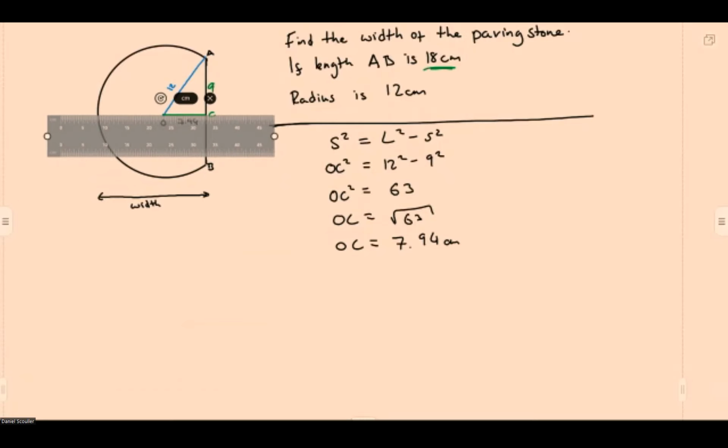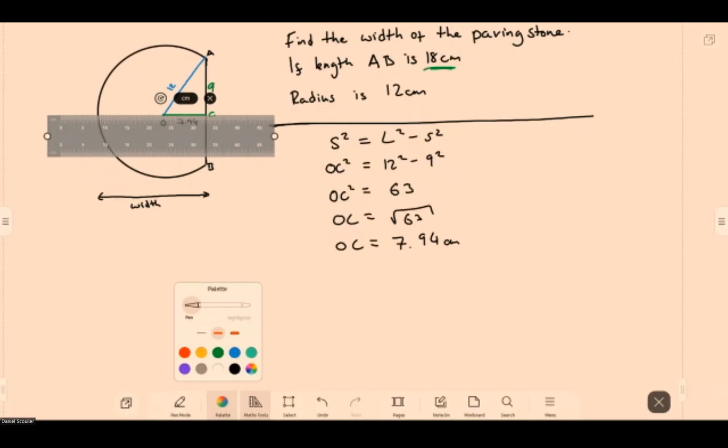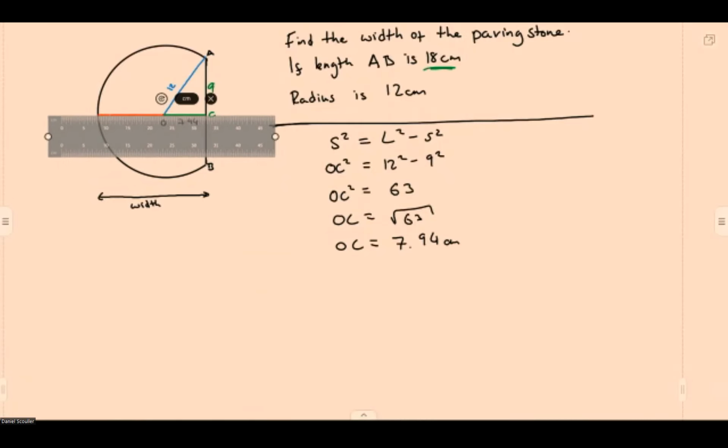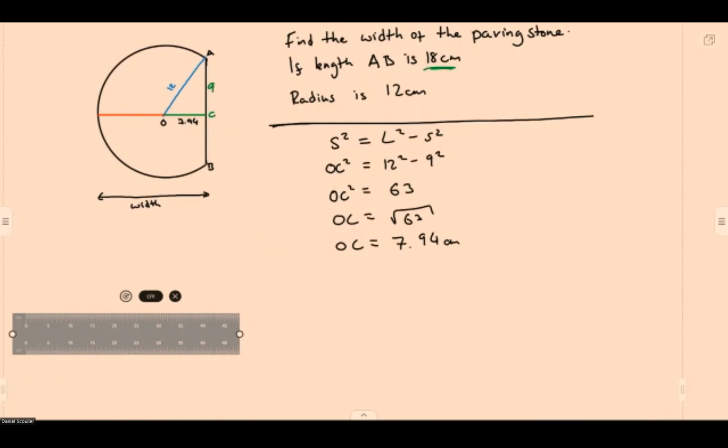What we need to do is add into that O to the outside. We know O to the outside is a radius, so that's 12. So the full distance from that outside edge to C, which will give us the width, is 12 radius plus 7.94, which is what we found out. And as Richard said, it is 19.94 centimeters.